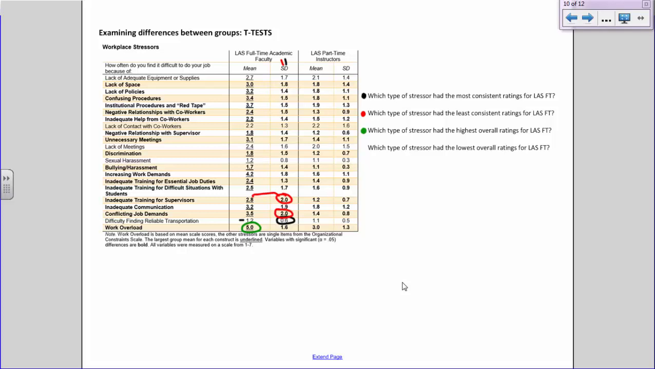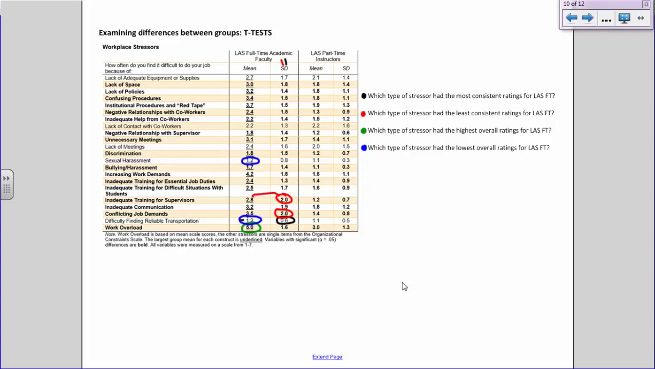So now you take a shot at figuring out which type of stressor had the lowest overall ratings for full-time faculty in LAS. So pause the video and give it a try. Okay, so hopefully you tried it on your own. And now if we look at this, we're looking for the lowest means overall. And if we look here, thank goodness, sexual harassment has a really low mean. And also difficulty finding reliable transportation. So those are stressors that aren't really affecting my work group as much.